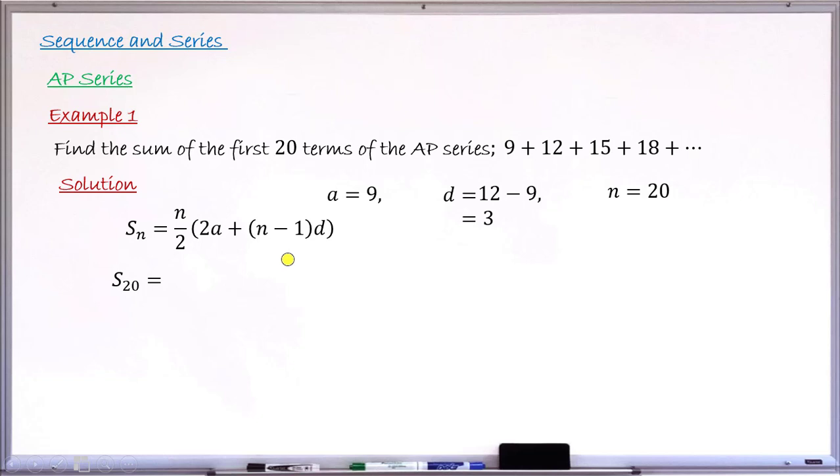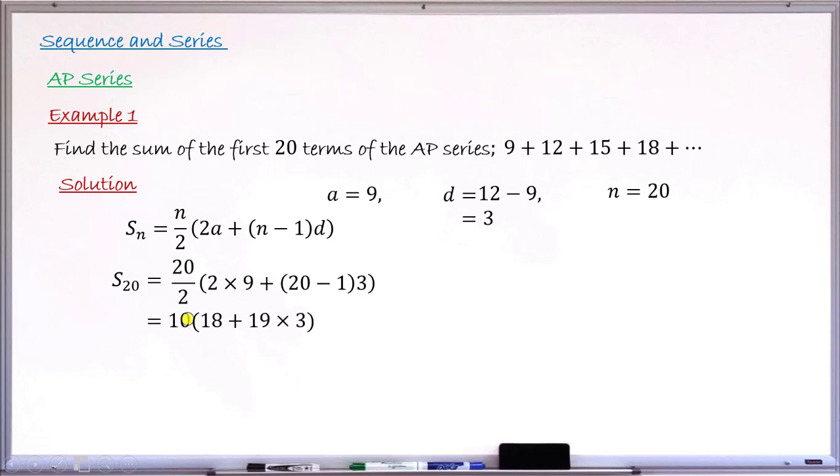So substituting the right hand side, you now have 20 over 2 multiplied by bracket open. Inside the bracket is 2 times a, where you have 2 times 9 replaced by 9, plus the bracket open 20 minus 1, that is n minus 1 multiplied by d. d is 3 here. So we continue. We now simplify this problem. I can divide 20 by 2, do this multiplication, do this subtraction inside the bracket. Let me just move ahead.